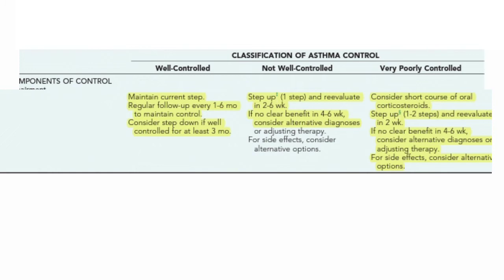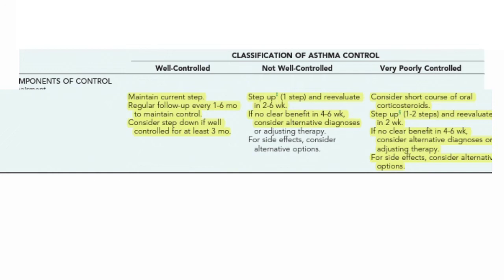If the patient is falling in the control classification of very poorly controlled, then what step will you take? In this case, you will consider a short course of oral corticosteroid. You will step up. Here you can take 2 steps up. The patient was on step 2, low dose inhaled corticosteroid. You can directly jump to step 4, that is medium dose inhaled corticosteroid along with LABA or LTRA.